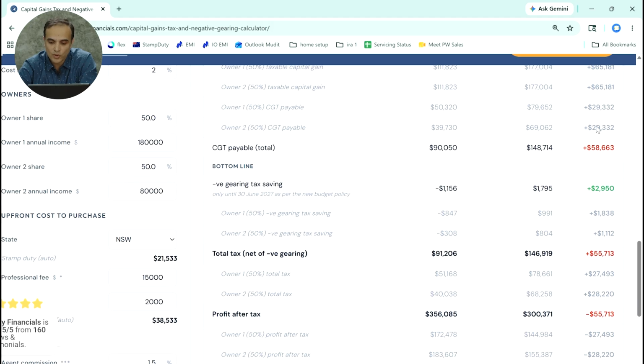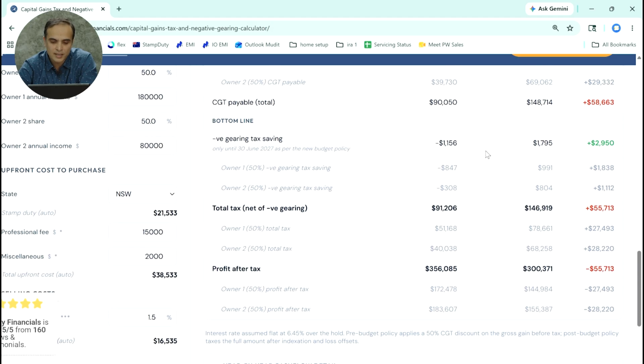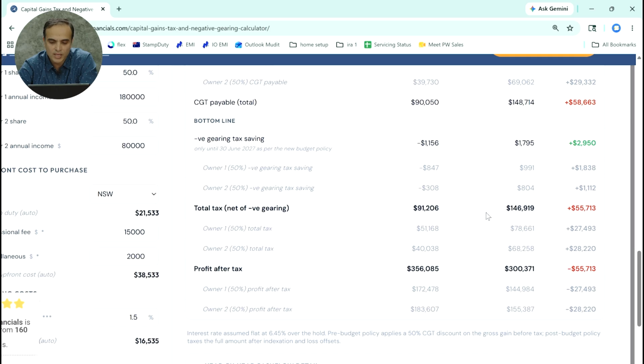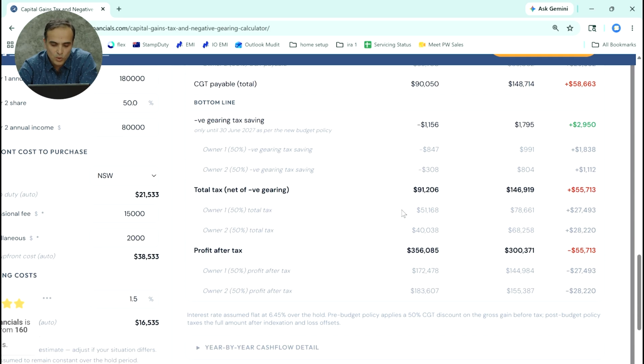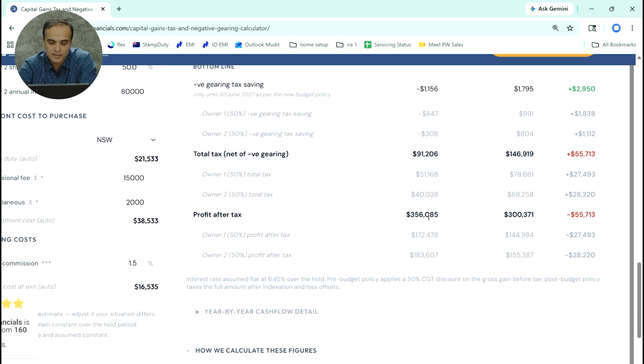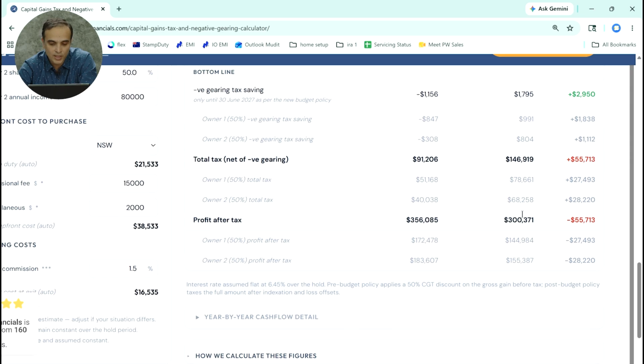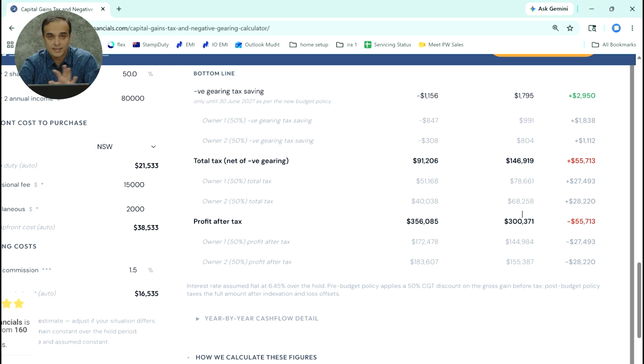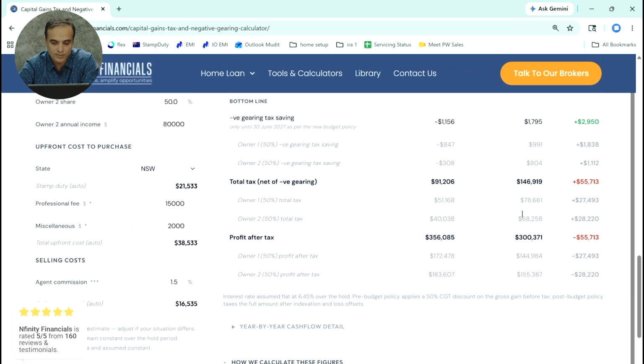Okay, this is for both the owners combined, and if you put the negative gearing benefit and the capital gains tax benefit, the total tax that you pay under the previous policy was $91,000, while under the new policy it will be 146 grand. So it's a $55,000 jump. And your profit after tax shows $356,000 under the previous policy, but under the new policy, you're paying 55k higher tax, but you still made 300k profit, okay, if you hold it for 2 years. So that's how this calculator is showing.